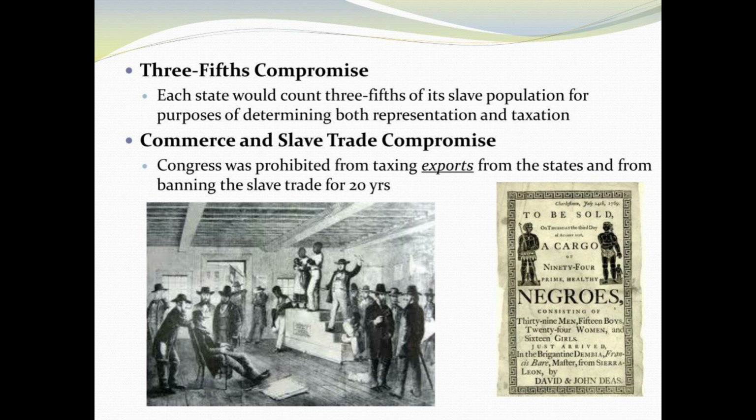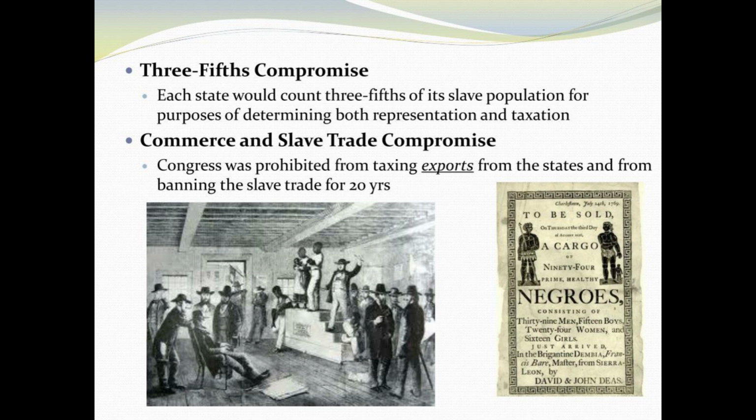Debate persisted over how to count the slave population when apportioning representatives. Southern states wanted to count the total slave population, while northern states did not want to count any slaves in making the apportionment. Another compromise determined that 3/5 of the total slave population should be counted in apportioning both representatives and direct taxes. The convention agreed to hold a national census every 10 years that would be used in determining the apportionment for the following 10 years.